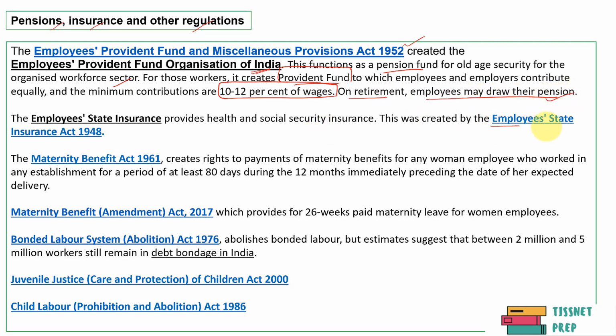Now another important act is the Employees State Insurance Act. It provides health and social security in terms of insurance. Very important, that is the Maternity Benefit Act 1961. It was amended recently in 2017.